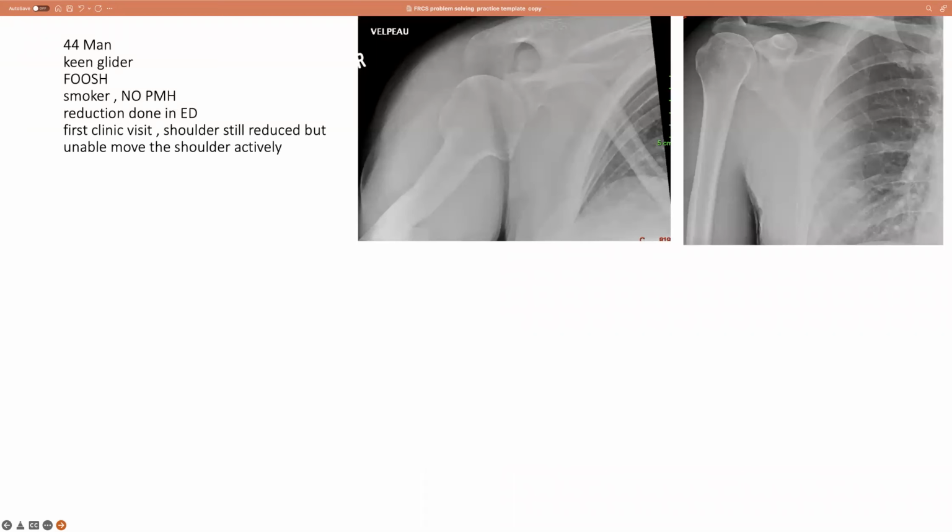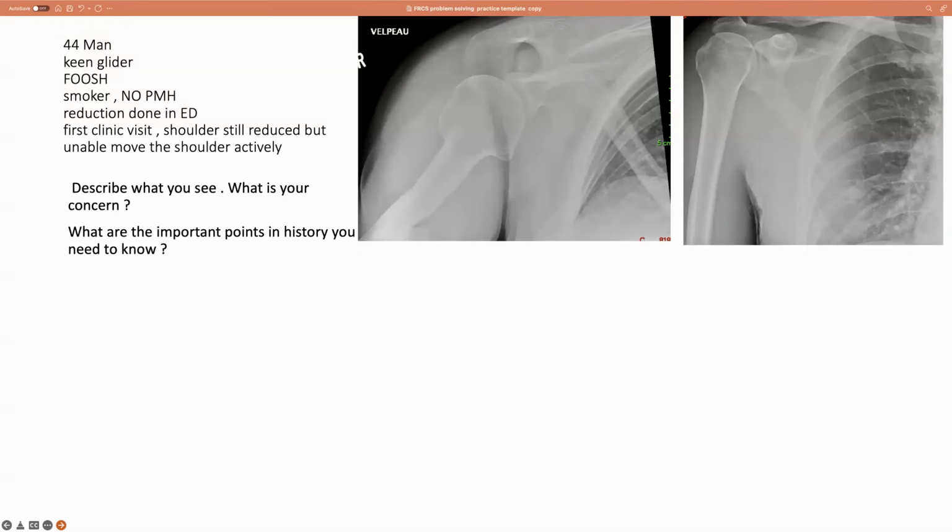44 years old man, keen glider, had a fall on an outstretched hand. He's a smoker, no other past medical history. He had a reduction done in ED. First clinic visit a week later. Shoulder is still reduced, but unable to move the shoulder actively. Describe what you see. What is your concern?